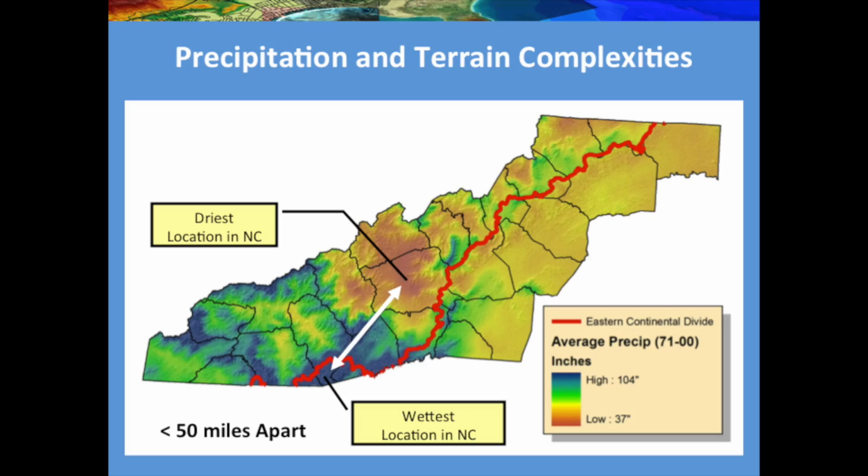And a lot of that is due to the Eastern Continental Divide that runs through here, which essentially creates a lot of orographic enhancement. It works to enhance rainfall rates as rainfall moves up and over the mountains. And so we have a lot of that going on here throughout Western North Carolina. It's pretty interesting that the wettest and the driest locations in North Carolina and just about the wettest and driest locations east of the Mississippi are only separated by about 50 miles. So just a simple example of presenting that type of information in a little more graphical way.